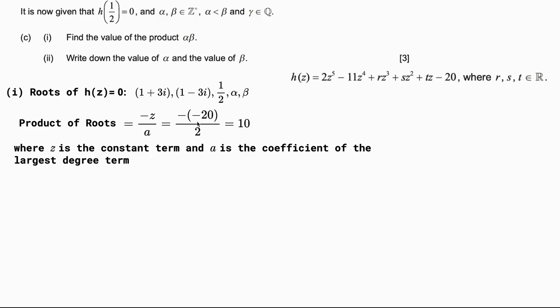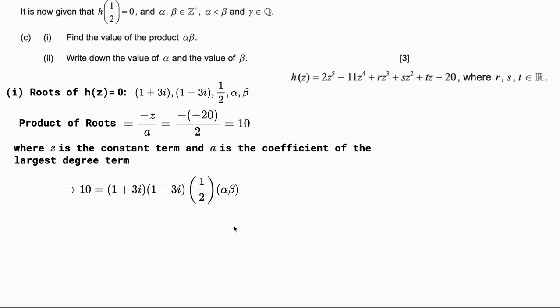Z equals negative 20, a equals 2. If you simplify, this becomes positive 20 over 2 equals 10. And now that we know the product of the roots is equal to 10, what we can do is formulate an expression where we multiply each of these numbers and equate it to 10. So what we get is 10 is equal to the product of all these roots.